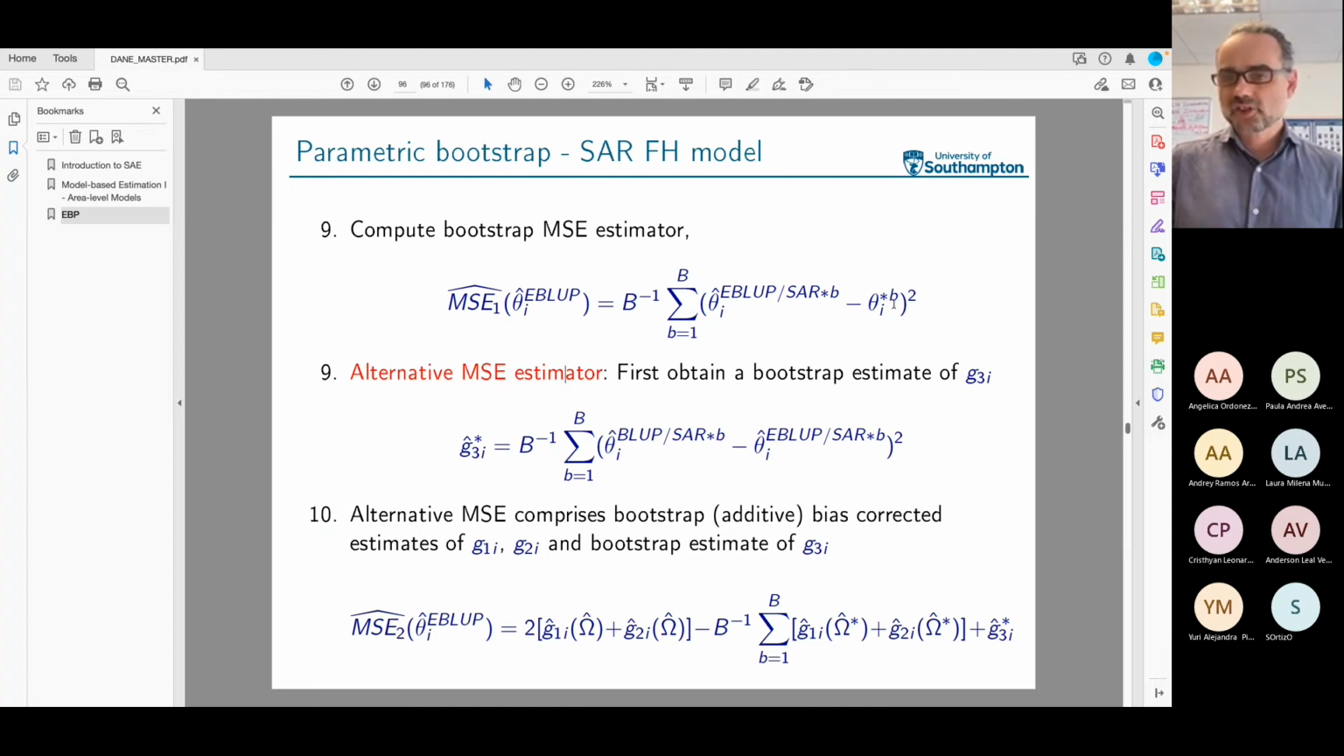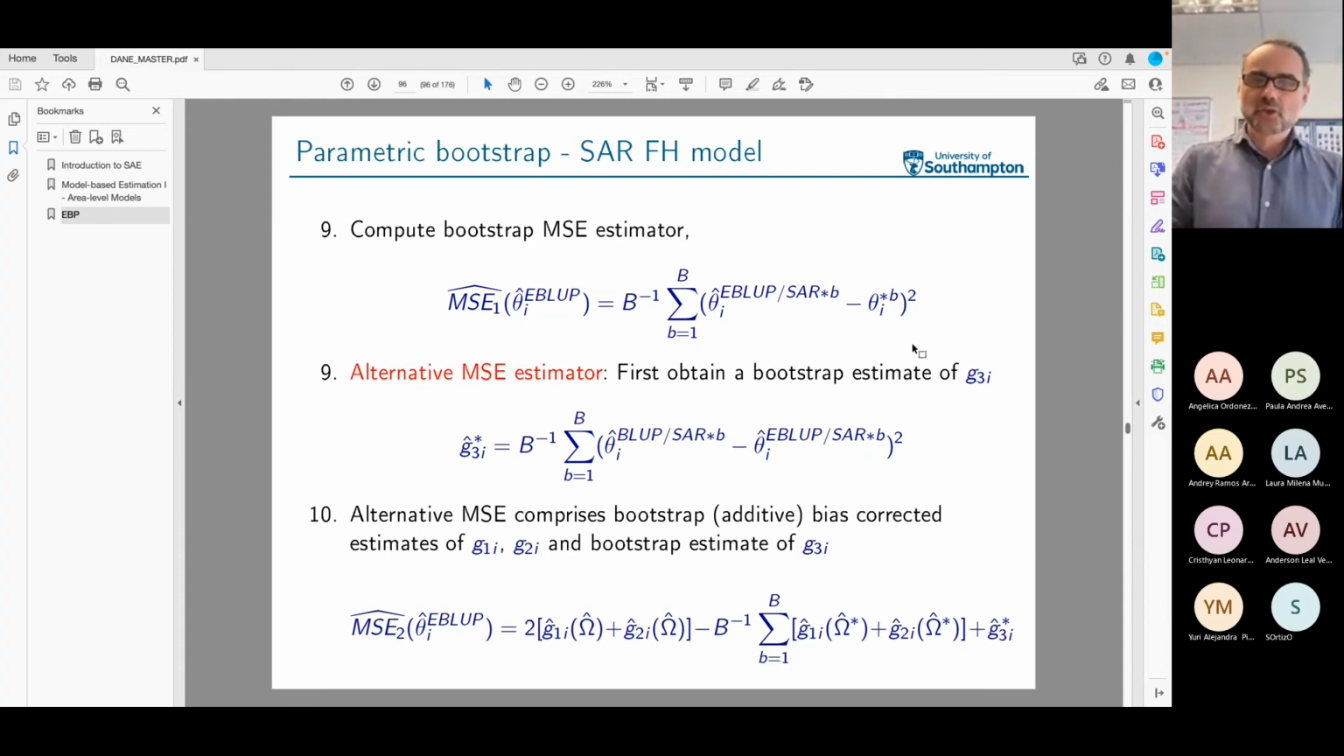In bootstrap B, we run say 500 bootstraps. We take the differences between these quantities over 500 bootstrap replications, we square them, and we divide by 500, and that will give you one estimator of the mean squared error. That's a fully parametric bootstrap.